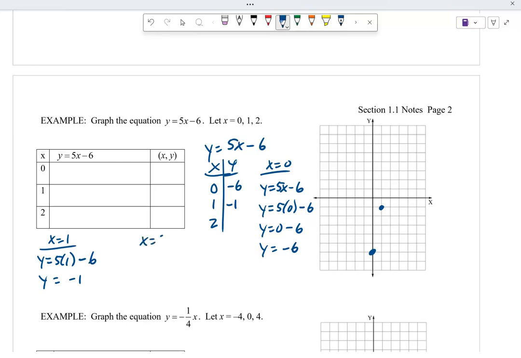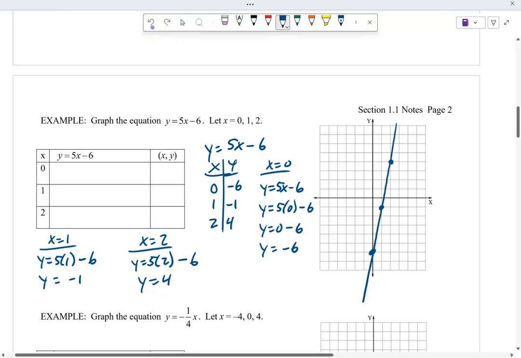And now we're going to throw in 2. So I got 10 minus 6. So we got 4, (2, 4). And then we can graph that. Oops, that's not very good. Oh yeah, look at that. Straight line. Proud of that.